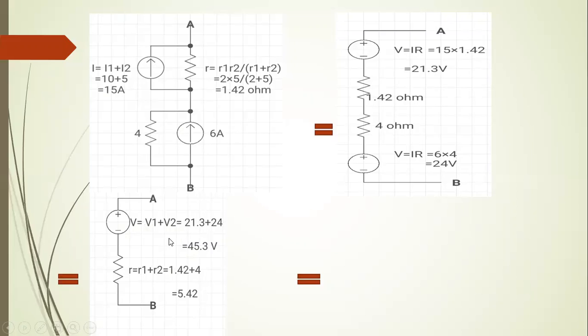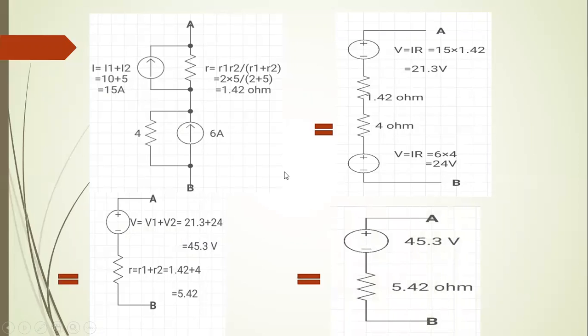Now two voltage sources have been connected in series, hence reducing them to a single voltage source. We know V is equal to V1 plus V2 from the basic operations. Hence 21.3 plus 24 is 45.3 volts. Resistor also, R is equal to R1 plus R2. Hence it is 5.42. Now what the question asked was the reduction of a circuit to a single voltage source with a resistor. Hence this is our final result. Isn't it simple?